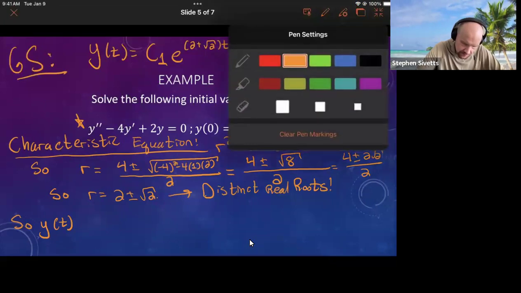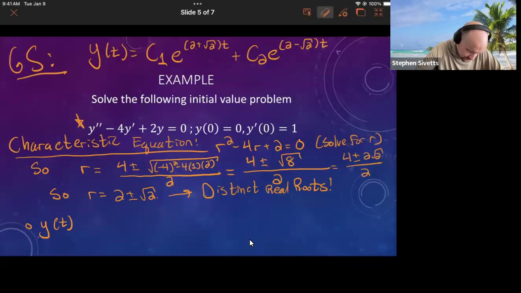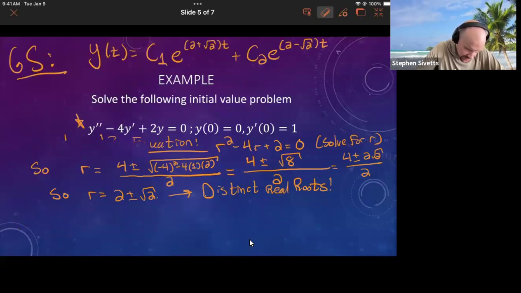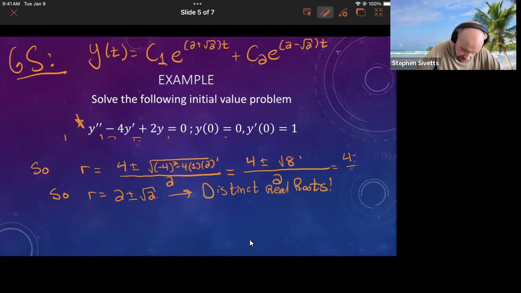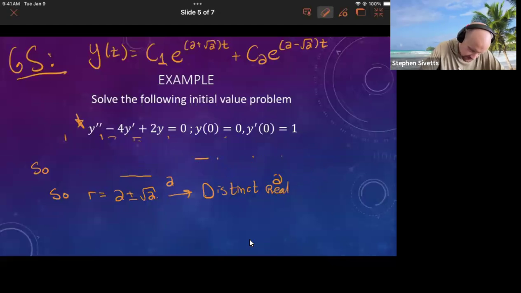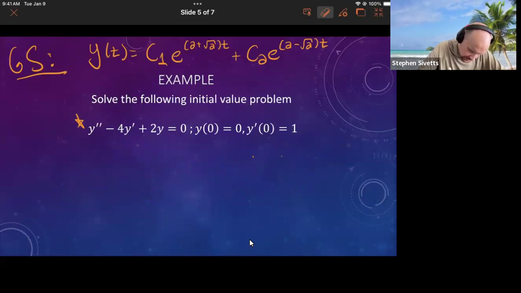Okay. So make sure we jot those down. And so the next phase we need to do is solve for the constants, C1 and C2. And that will come from using the initial conditions.